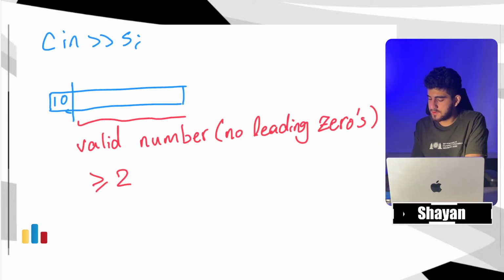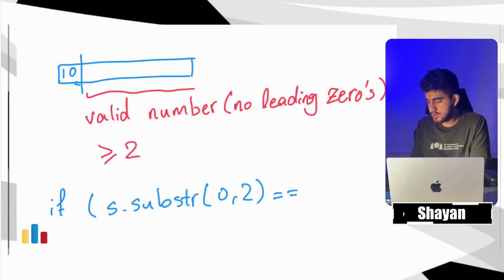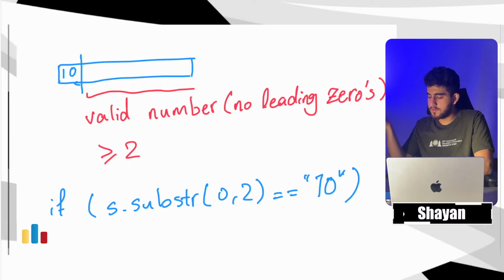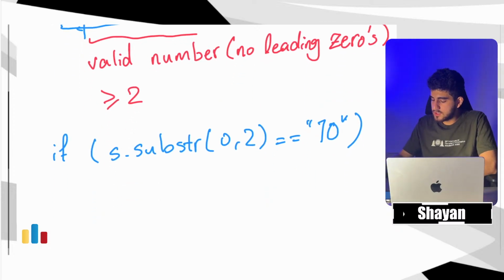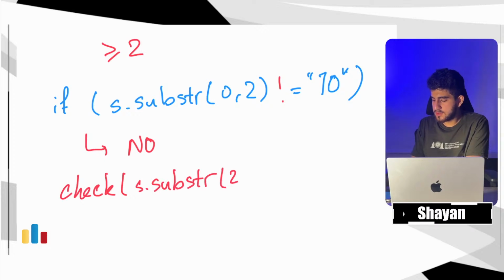We just see in S, first we can say that S dot substr of 0 and 2 equals 10, this must happen. Or we can say that S of 0 equals 1 and S of 1 equals 0. Both work. So anyway, if it was not like this, then the answer is definitely no. Otherwise, we can just check S dot substr starting from index 2, and the length can be S dot size minus 2.